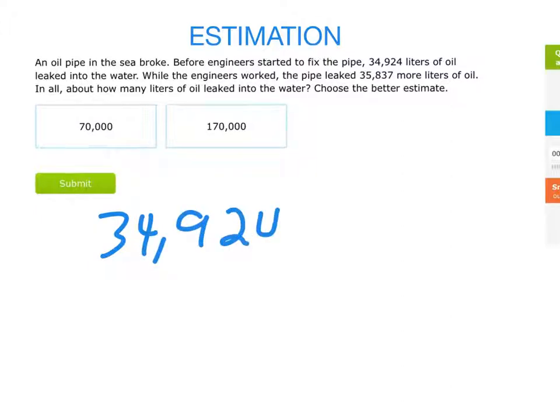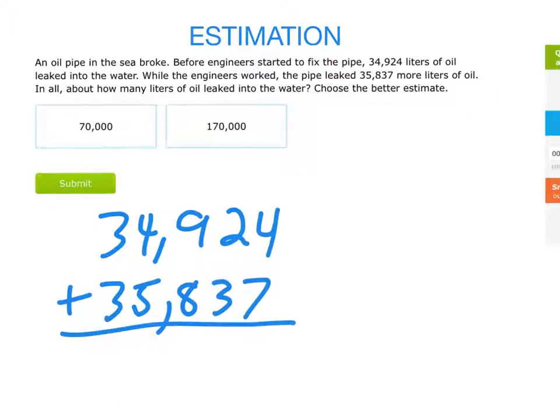34,924 and 35,837. Obviously with a calculator, to get the total, we could easily add those two, but to do this in our head, we need to round these numbers, and we can follow the rules of rounding and pick a place value that makes sense. For example, I could choose to round it to the thousands place. That might make it easier, or maybe since there are 4 zeros in the ends of both of these answers, I'll make the last 4 digits 0 here and round to the nearest 10,000.